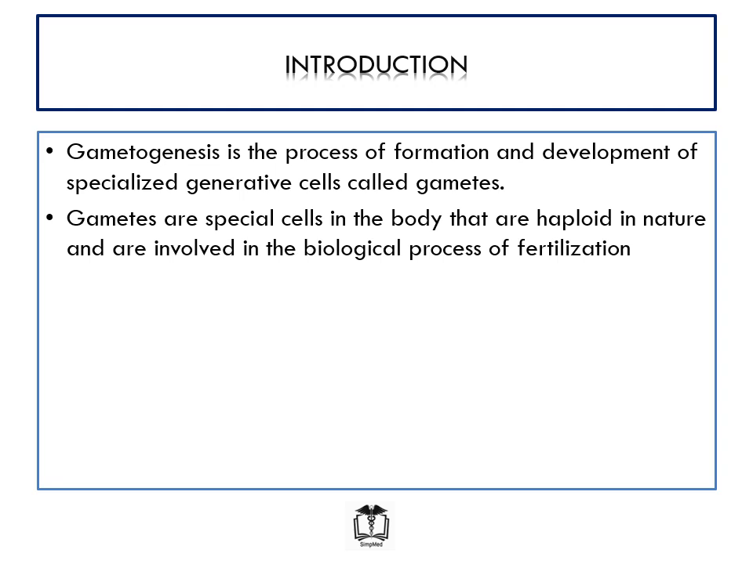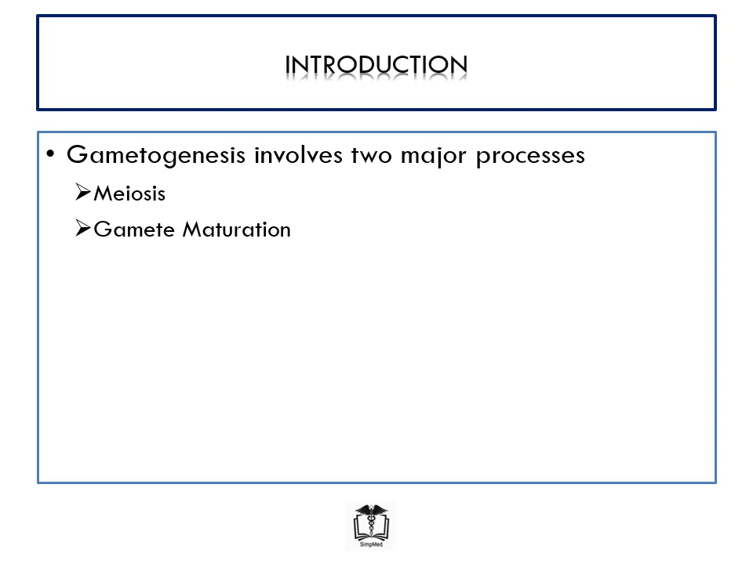Gametogenesis is described as the process by which the specialized generative cells or gametes, the sperm cells in males and the oocyte in females, are formed and developed. For gametogenesis to occur, either in males or females, it tends to undergo two major processes. The first is meiosis. Meiosis involves the reduction of a diploid form of cell to the haploid form of cell. Then finally, we have the gamete maturation, in which the gametes would now mature further to become either a sperm cell or an oocyte.